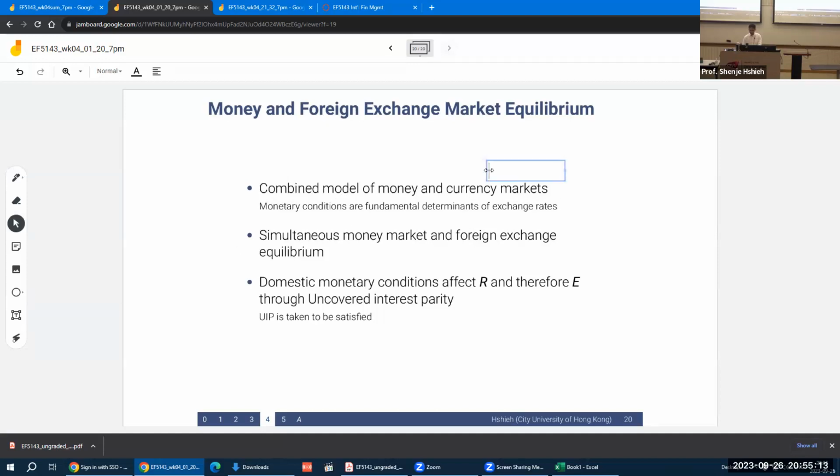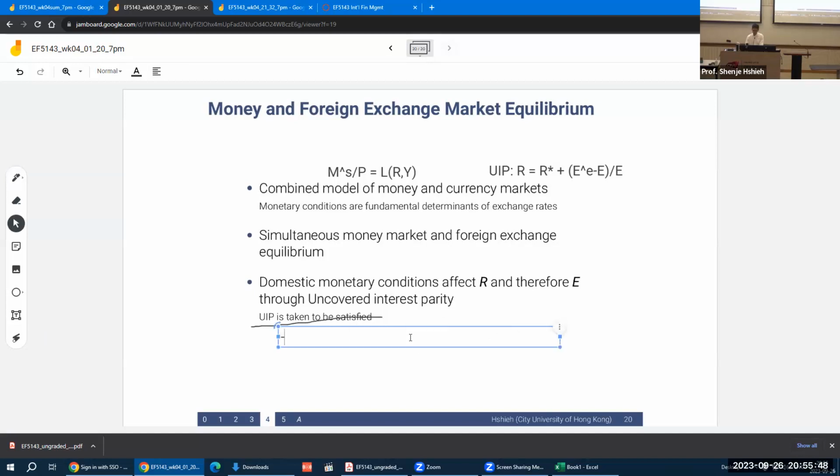All right, combined model of money and currency markets. So the currency market is represented, as I said already, by UIP, and the model for money is MS over P equal to L, right? That's these two equations. UIP, just to remind you, is R equals R star plus expected depreciation of the home currency. And we're going to assume that the UIP assumptions are satisfied: risk neutral investors, perfect information, and efficient markets.